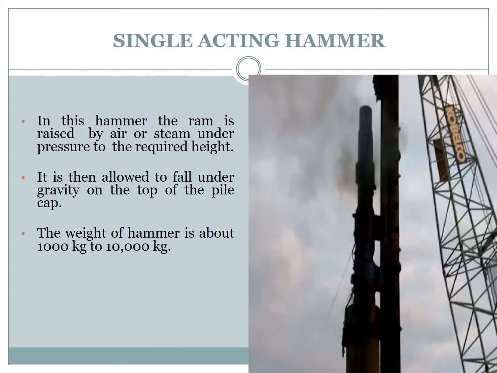Next, single acting hammer. In a single acting hammer, the ram or the hammer is raised by air or steam pressure to the required height, and then allowed to drop under gravity on the pile cap provided with a hammer cushion, and the weight of the hammer for a single acting hammer is about 100 kg.